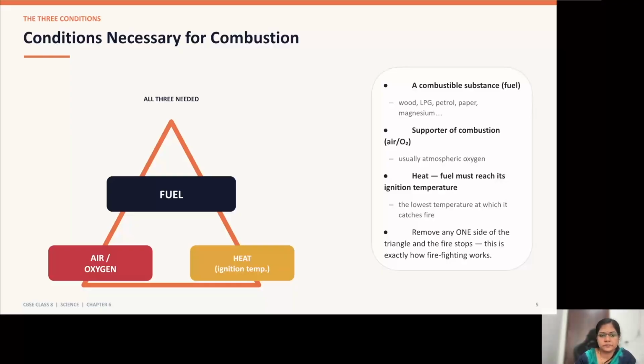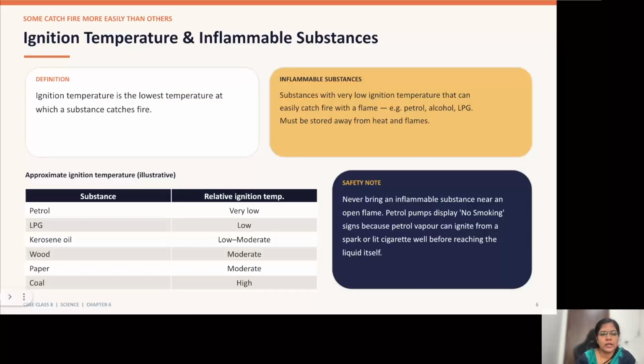So do you know why blowing out a candle works? How does it work? Do you know? When you blow the candle, it removes the supply of hot wax vapor fuel near the wick and disperses heat, dropping the local temperature below ignition point, and then you can stop the fire. Here, let us learn more about the ignition temperature and inflammable substances.